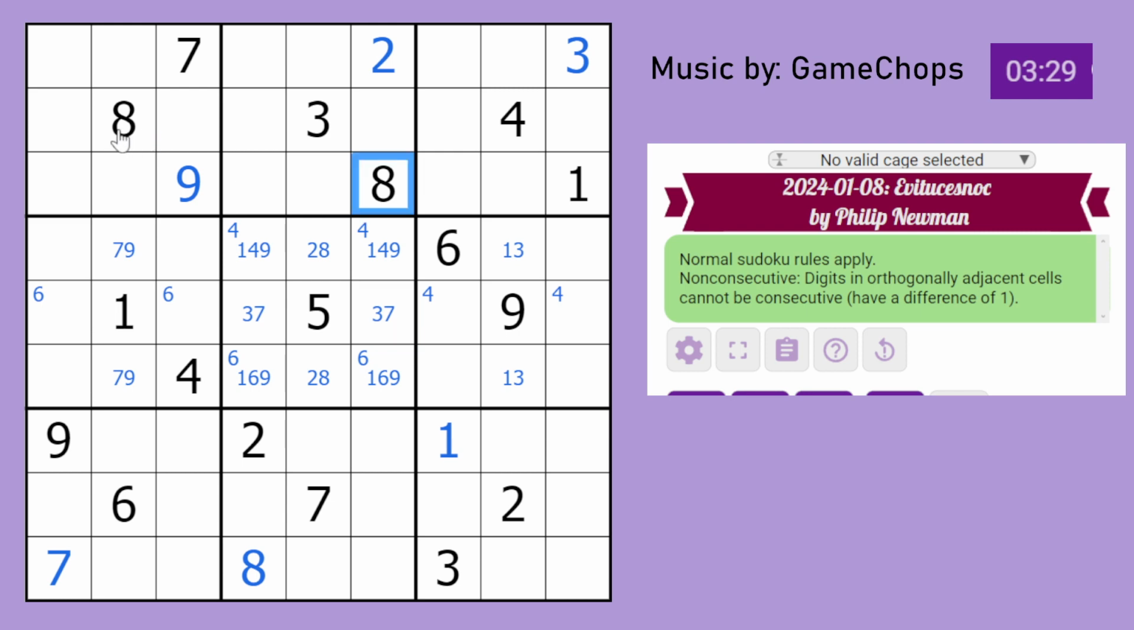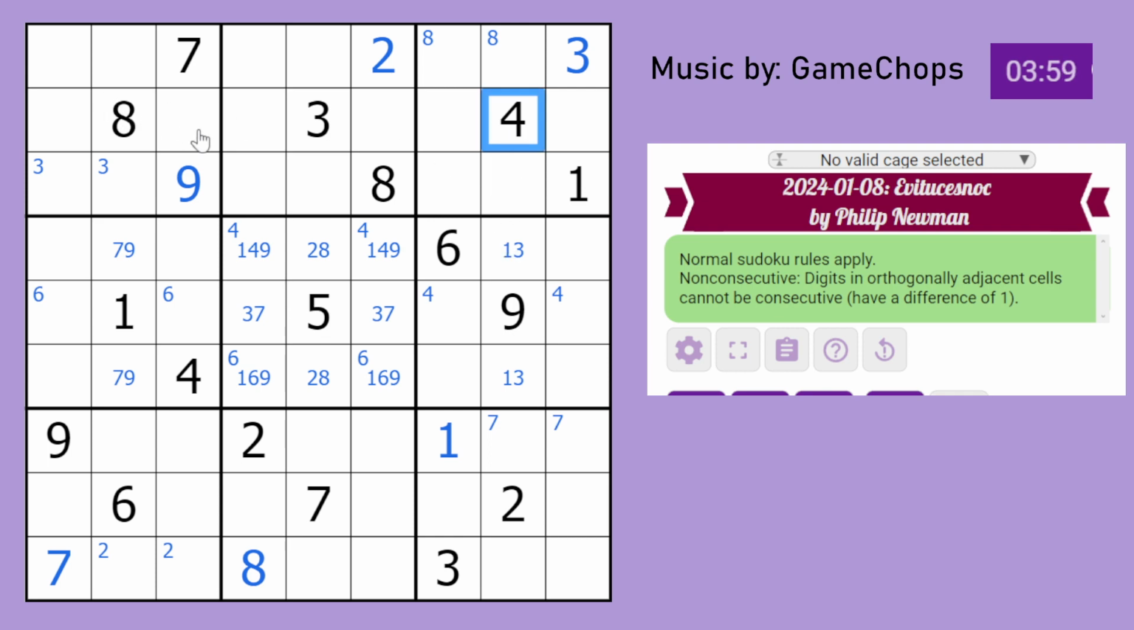Okay, well, I don't know. 8 is in one of those cells. Here, 7 is one of those cells. I guess 3 is in one of those cells. And then, what? Oh, here, 2 is in one of those cells. Okay.